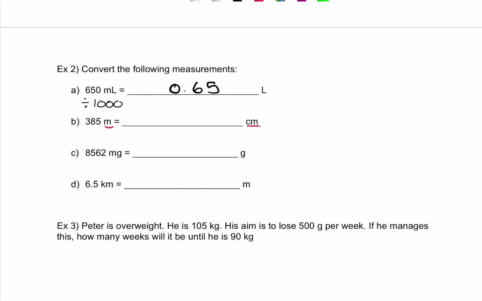Meters to centimeters. So I'm going to give you a few seconds. Look at your formula sheet or flip back to your formulas on the previous page. Find meters and centimeters and think about which direction you're going. Do you need to multiply or divide, and by what number? You should notice by looking at your chart that there's only one step to get from meters to centimeters, and you are multiplying by 100. So 385 times 100.